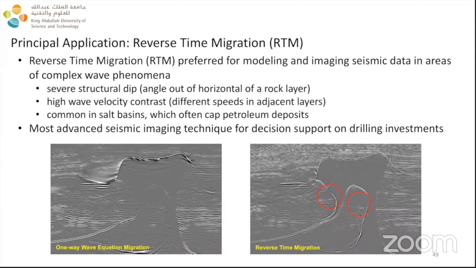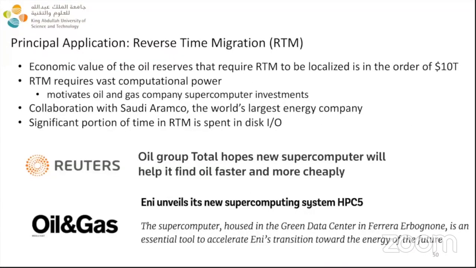Reverse time migration, RTM, is preferred for modeling and imaging seismic data in areas of complex wave phenomena. Unlike one-way wave equation migration, RTM is the most advanced seismic imaging technique for decision support on drilling investments. The economic value of oil reserves that require RTM to be localized is in the order of tens of trillions of dollars. RTM requires fast computational power.